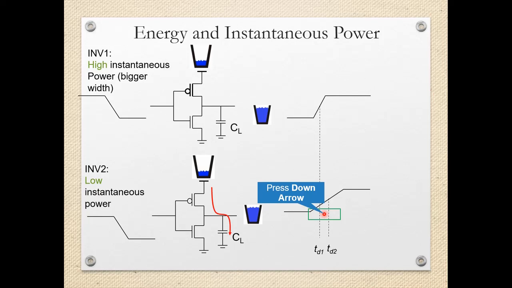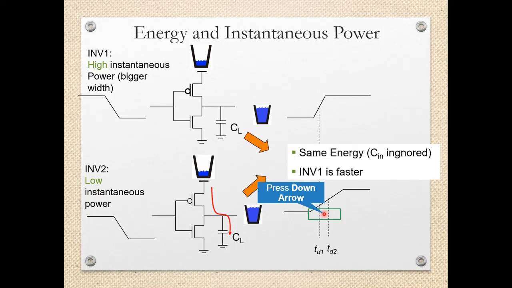So if I try to draw these in terms of power consumption, what is the conclusion? The same energy will be consumed by the load in both cases, but inverter 1 is quite faster because the load capacitor gets charged to the full level in a short time duration compared to the second one.